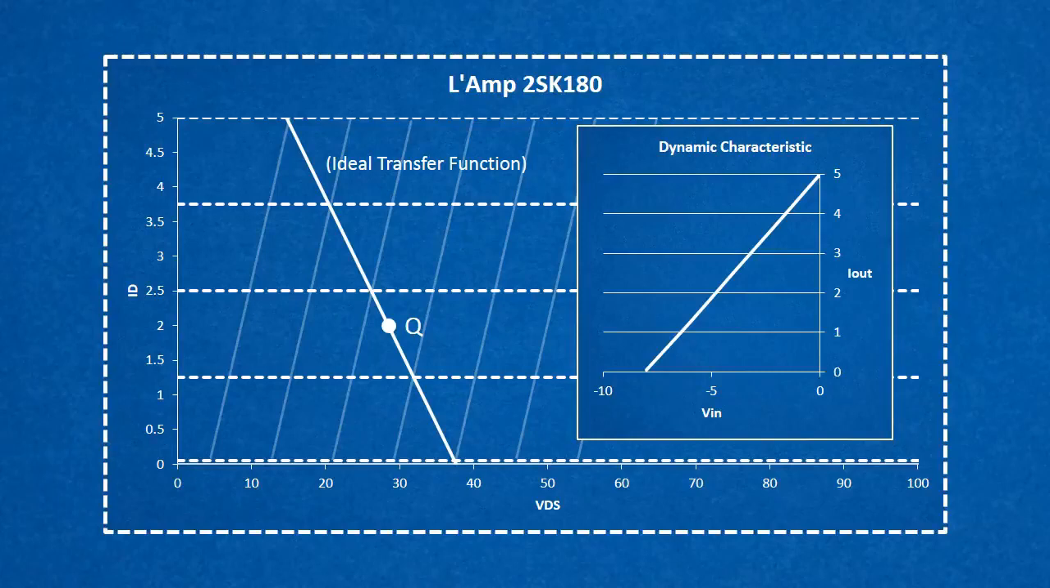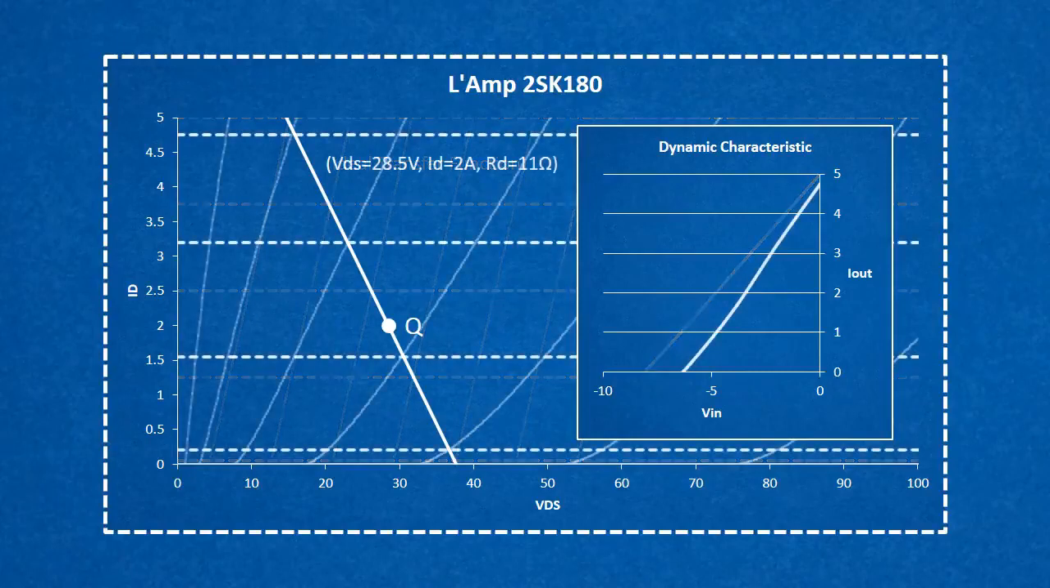Now back to the real world. You can see the dynamic characteristic is not perfectly straight, it bends in places. Asymmetric curvature will produce even harmonics, while symmetric or S-shaped curvature will produce odd harmonics. Now you're probably starting to see how we can influence the shape of this characteristic by changing where the load line intersects with the device curves.